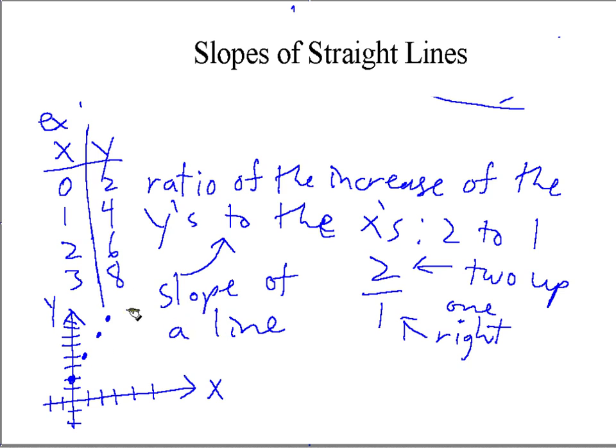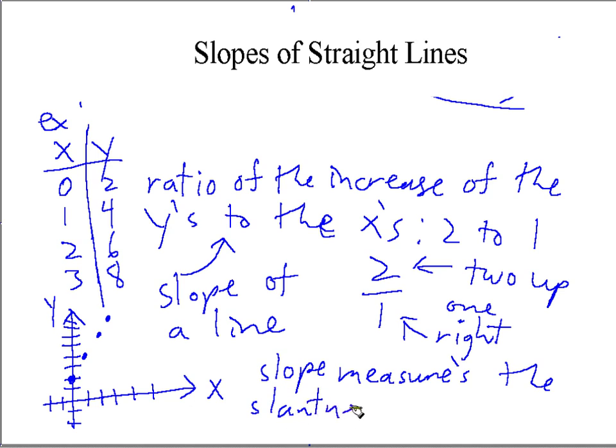Okay? So what this ratio tells us is the slope of the line, as I mentioned, but what the slope means is the slope measures the slantness of the line. So slope measures the slantness of a line.